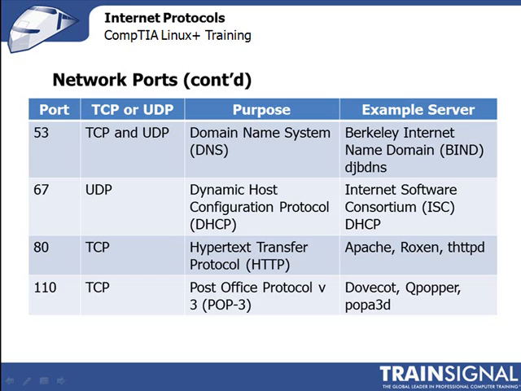Example servers are ISC and DHCP. The next one you should recognize, port 80, which uses TCP, and its purpose is Hypertext Transfer Protocol, or as we all know it, HTTP. Example servers are Apache, Roxen, and THTTPD. The next one we should also recognize, which is 110, and uses TCP, and port 110 uses POP3. Example servers are Dovecot, QPopper, and POP-A3D.